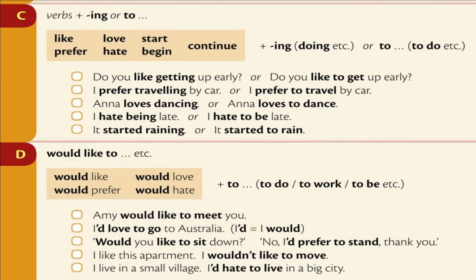Section D. Would like to. Would like, would prefer, would love, would hate, plus to do, to work, to be, etc. Amy would like to meet you. I would love to go to Australia. Would you like to sit down? No, I prefer to stand. Thank you. I like this apartment. I wouldn't like to move. I live in a small village. I would hate to live in a big city.